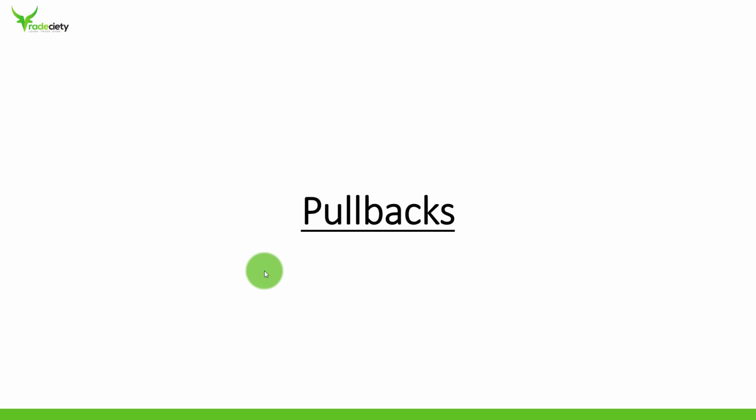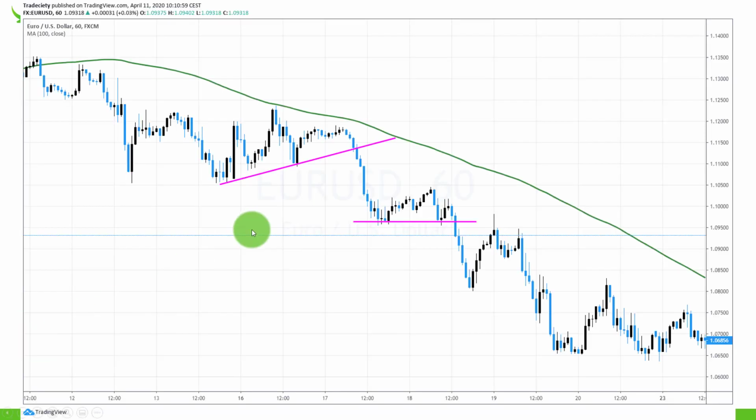Pullbacks are very popular, so we cannot really miss a pullback strategy when we're talking about trading strategies. And again, I really encourage you to use a long-term moving average. In this case, I have used a 100-period moving average. It helps us identify the trend direction. And once you see that, okay, now we are in a downtrend because the market is trading below the moving average, then you wait for consolidations.